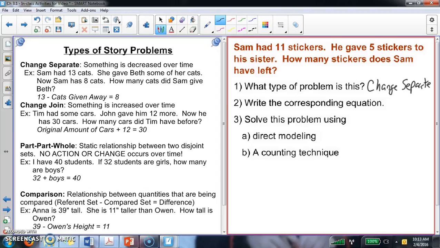So that's very important. So when we write the corresponding equation, Sam had 11. She gave away 5. And we're looking at what's that difference. Or you could say what's left. So maybe we'll write that instead. Similar to the comparison problem, what you'll see students do is they could lay out 11 blocks and then pull 5 away and say, oh, there's 6 blocks left. That's how many are left. Counting technique, again, start at 11 and count down to 5 and say, hey, that took me 6 fingers to get down to 5.